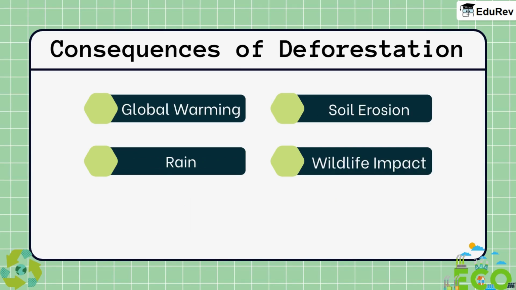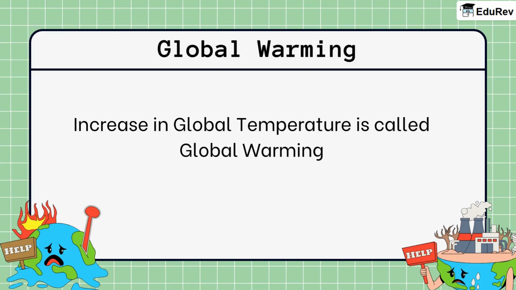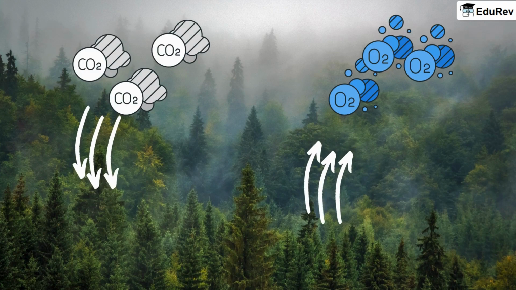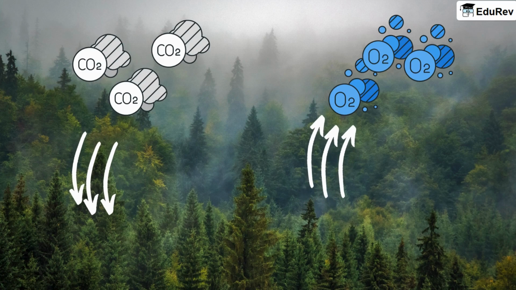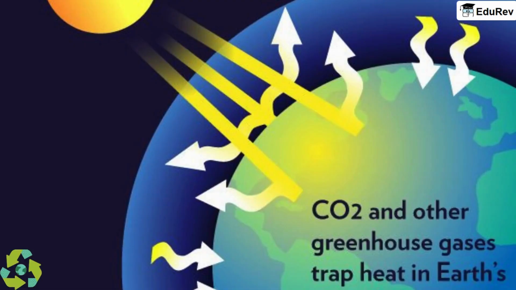How does deforestation affect the environment? Let's find out. Deforestation has many negative impacts on the environment, such as global warming. One major consequence of deforestation is global warming. Now, as you know, trees absorb carbon dioxide during respiration and release oxygen. Carbon dioxide is a greenhouse gas, which means it traps the heat on Earth.